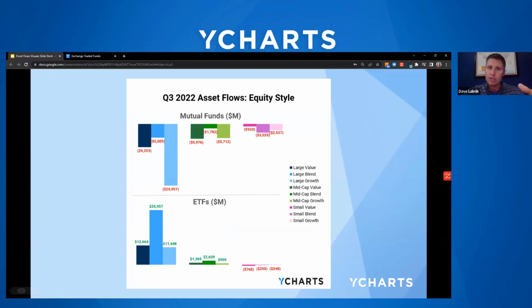And this is another consistent theme that we've seen. It is the fact that mutual funds, regardless of which style box, in this case, all 9 style boxes, are seeing outflows in the third quarter, while ETFs kind of across the board are seeing inflows, with the one small exception of the small cap space, but those numbers are pretty much close to zero. But you do see those very large numbers for the flows into ETFs.